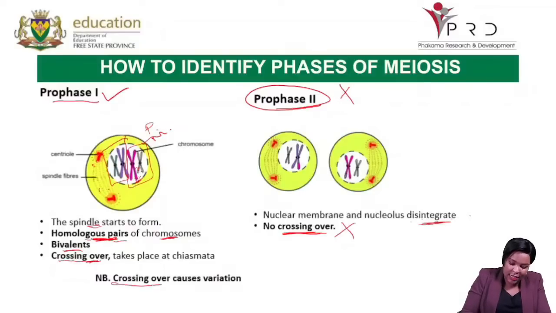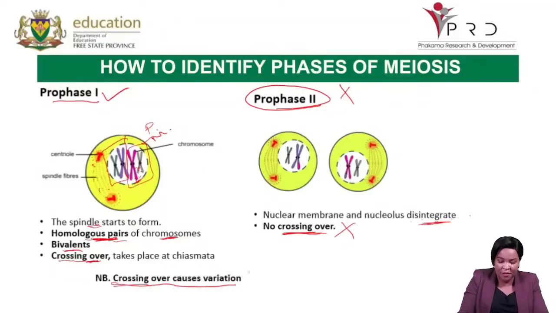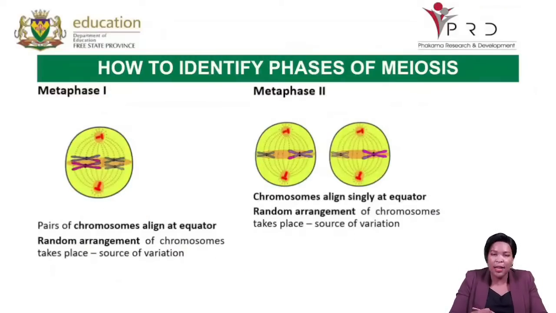And here is just a reminder to say crossing over brings or causes variation, which is one thing that you need for the rest of your paper up to evolution. You must know this off by heart. Then the next phase is metaphase.